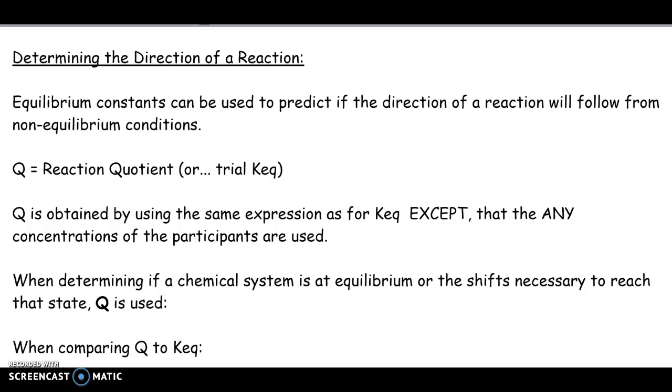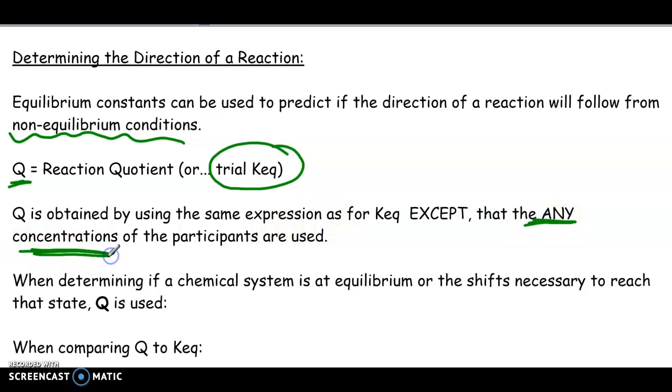When you are unsure about the conditions of your system, let's say you have non-equilibrium conditions or you don't know if it's at equilibrium, we have a new value that we're going to be using called Q, or the reaction quotient, or we call it a trial K. It's like we're going to do a K expression, but we cannot call it a K expression because K expressions are only for equilibrium. So we're going to put in this trial K, which is Q, and the difference is that instead of it being equilibrium, you can put in any concentration.